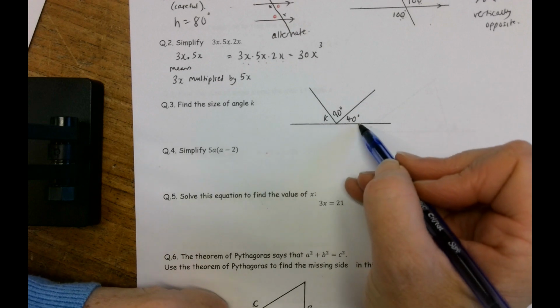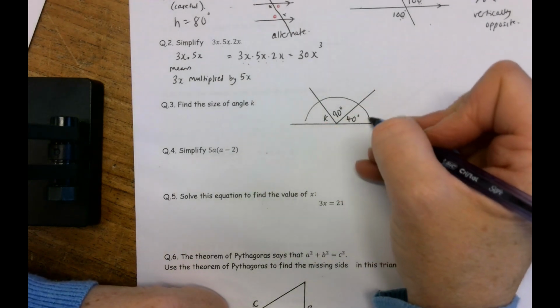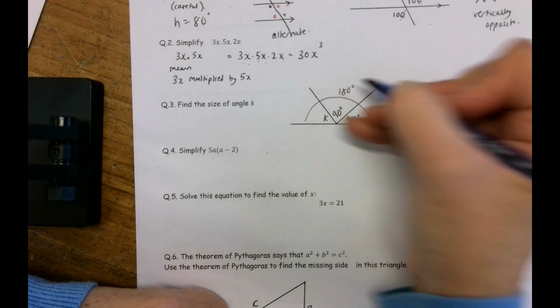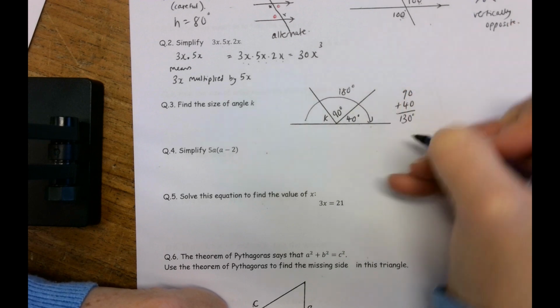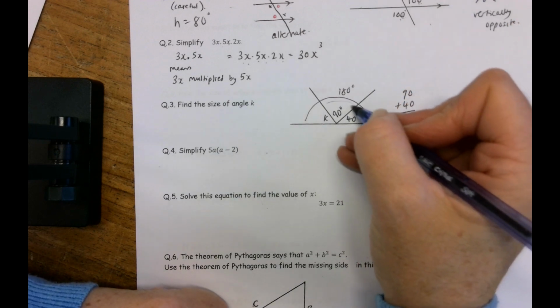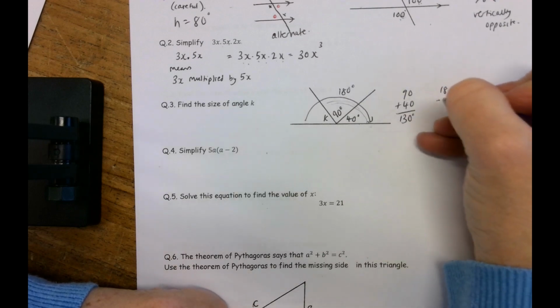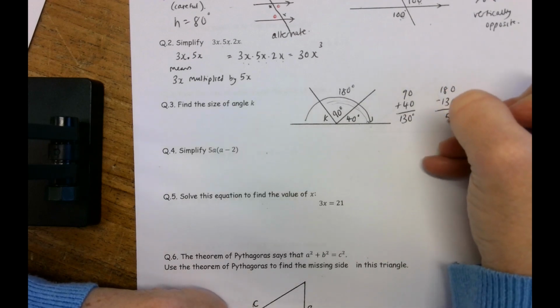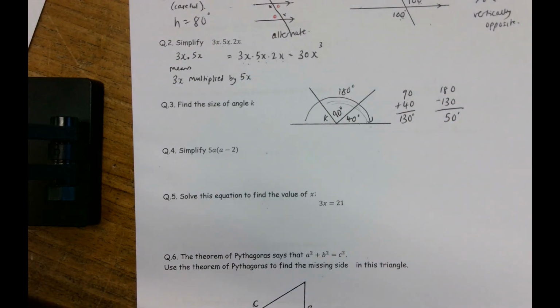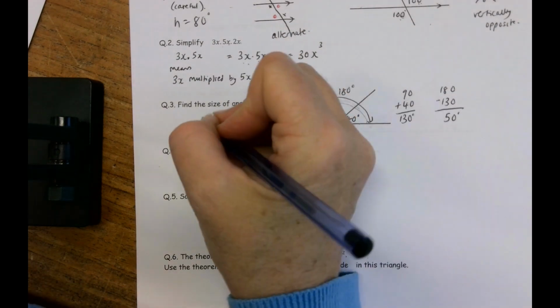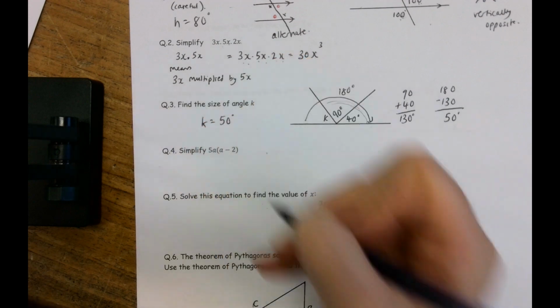Find the size of angle K. So all of this again is 180 degrees. So what do I have so far? I've got 90 and 40, which is 130 degrees. So far I've got 130 degrees here. So whatever's left over is going to be what K is. So subtracting 130 from 180 is 50 degrees. So K is equal to 50 degrees.